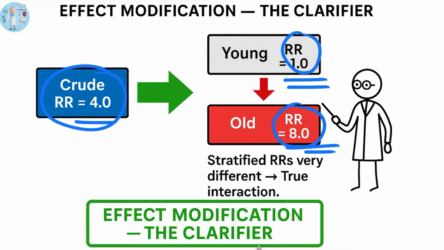The diagnosis is obvious. It's crystal clear. The stratified RRs, 1.0 and 8.0, are wildly different from each other. Which means age isn't a bias, it's a biological reality. The exposure is safe for the young, but extremely dangerous for the old. You have to report those 2 numbers separately. That's the whole test. Are the stratified results similar to each other, or are they different? That single question tells you if you're dealing with a lie to be removed or a truth to be told.